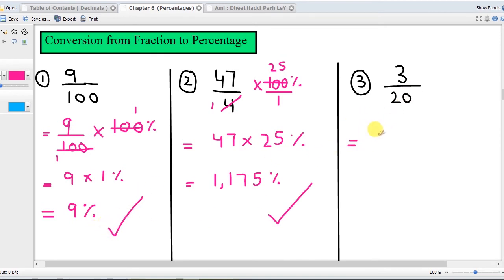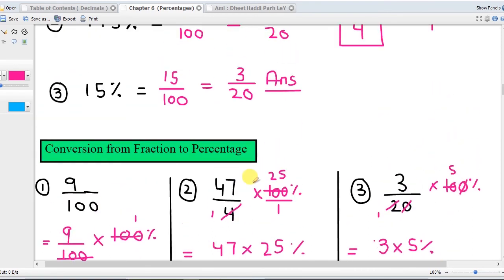Next question is 3 over 20. So convert it, simply times it with 100%. So this 0 is going to be cancelled out with this 0, and 1 times 2 is 2, and 5 times 2 is 10. So the number we are left with is 3 times 5 percent, which is 15%.